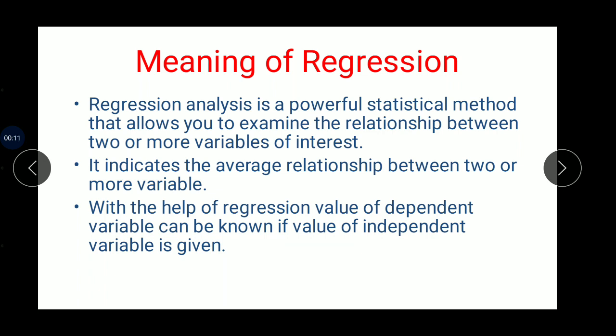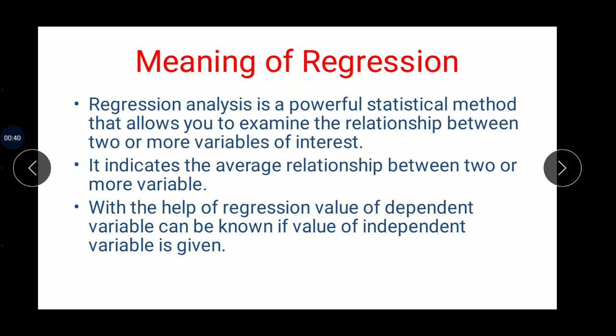Regression is a statistical method which helps us find a relationship between two or more variables. Actually, it gives us the average relationship between two or more variables. In regression, one variable is the dependent variable and the other is the independent variable, and if we know the value of the independent variable, with the help of regression we can find the corresponding value of the dependent variable.